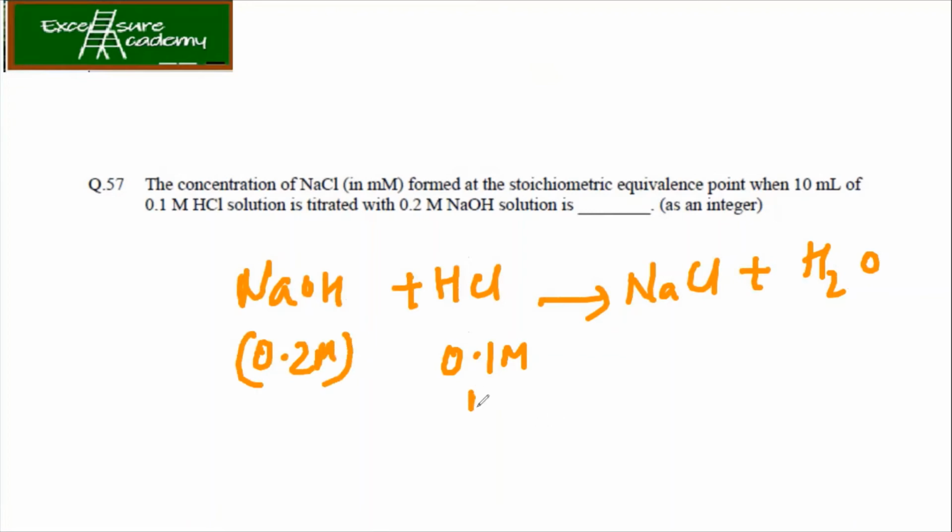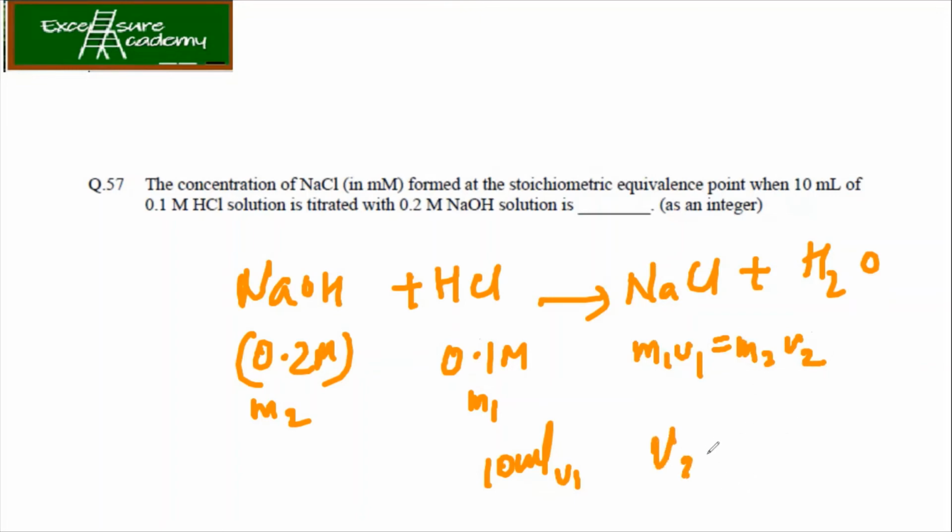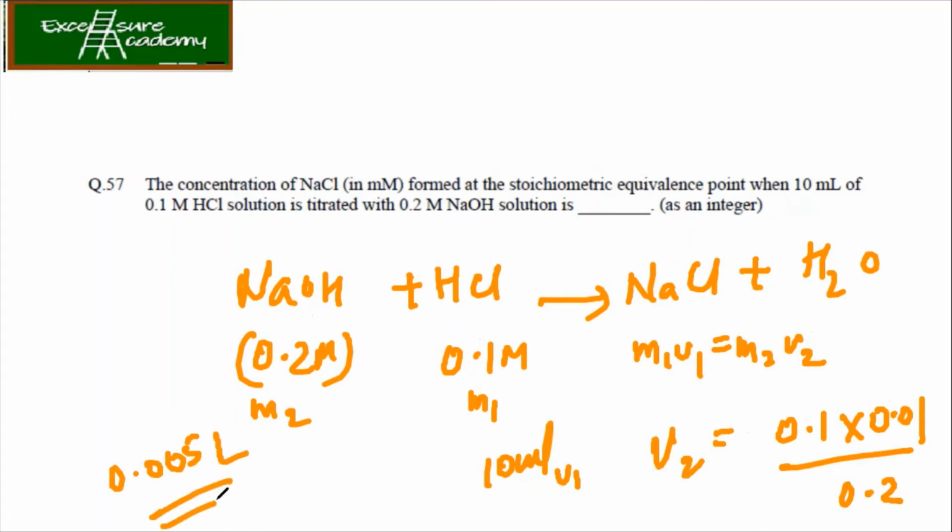Let us say this is your M1, this is your M2, and the volume of HCl is also given as 10 ml, so V1 is given. Now to find the volume of NaOH equivalent at that point, we can use the formula M1 V1 equals M2 V2. Using this formula, V2 is equal to 0.1 into 0.01 divided by 0.2. So the volume of NaOH used is going to be 0.005 liter.